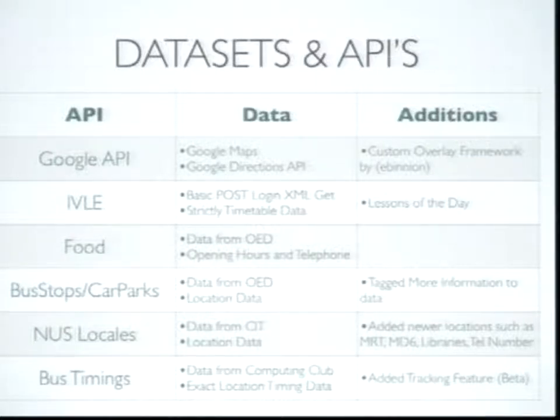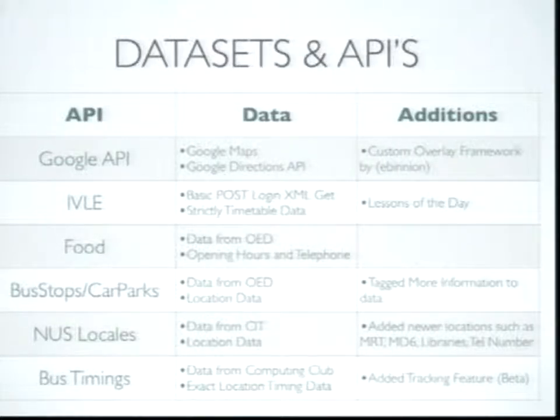And also, something special, I added the custom overlay framework by this user called eBinion. This is a really fantastic framework which lets me add any kind of map I want directly onto Google Maps. And it's completely tile-based, so the maps will load in and load out. And memory management is fantastic. There's no lag whatsoever.